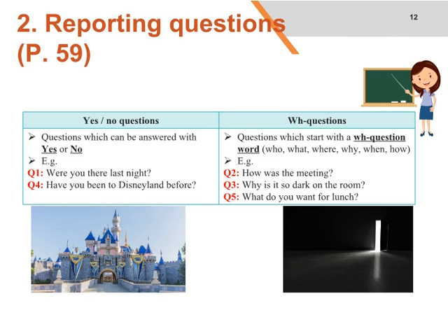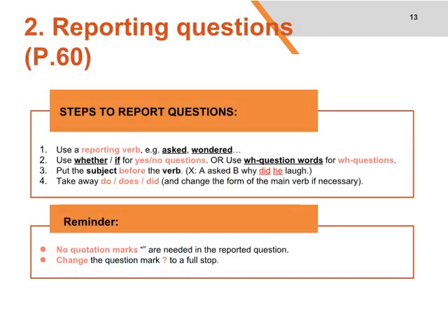If we look at page 59 of the notebook, questions 1 and 4 are yes-no questions. For example, were you there last night? This is a yes-no question because the answer for this question is only yes or no. On the other side, questions 2, 3, and 5 are WH questions because they start with WH question words. It's time to go through the steps to report questions.